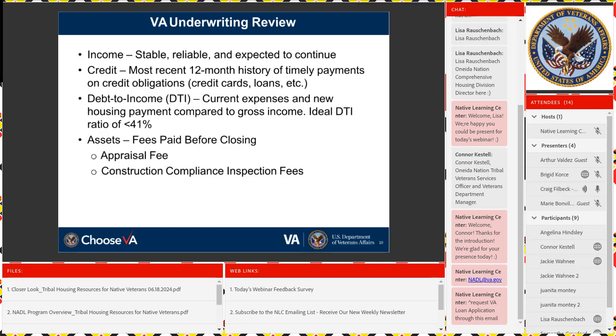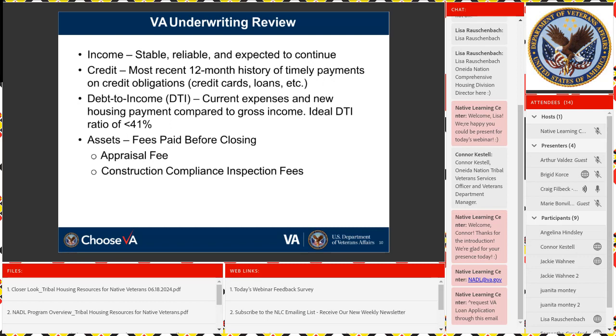And we're pretty lenient on the credit side. We don't look at credit score. We just want to see 12 months of on-time payment history. So if a veteran recently reestablished his or her credit, as long as payments have been made on time for 12 months, that is our major underwriting factor that we use.